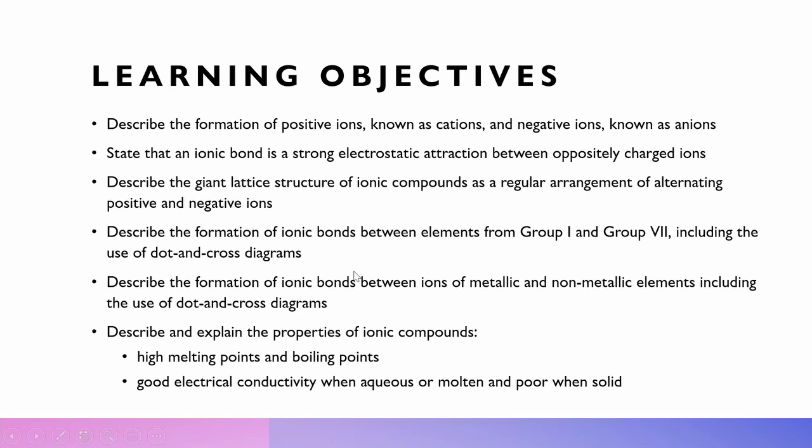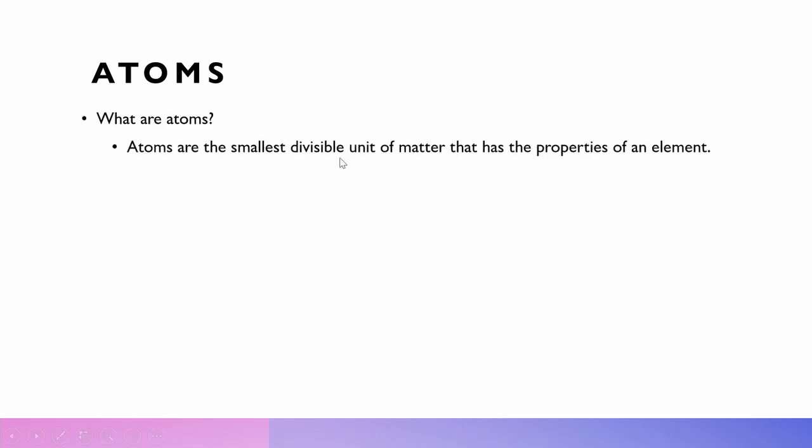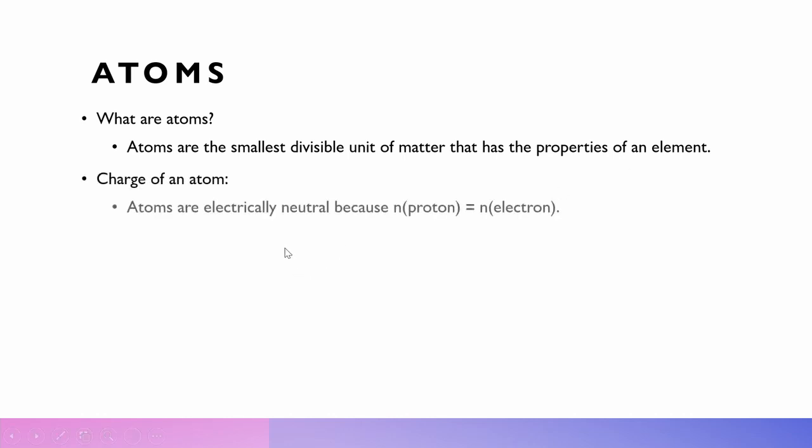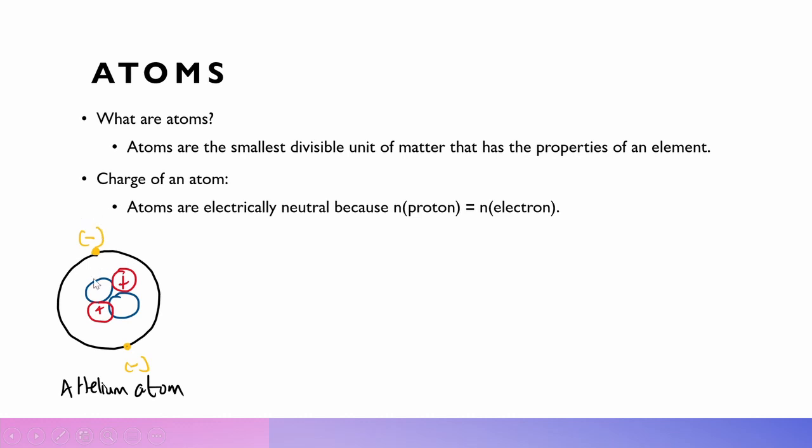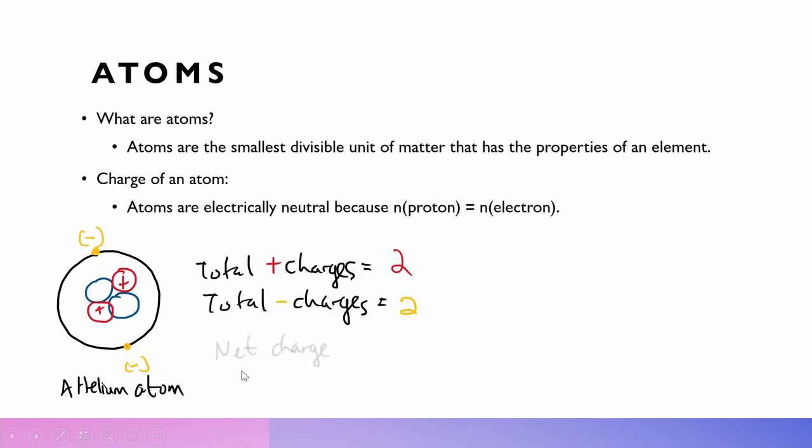To understand what ions are, let's first start by understanding what atoms are. Atoms are the smallest divisible unit of matter that has the properties of an element. That is to say that it is the smallest piece of matter that behaves like an element. By definition, atoms are electrically neutral, and that's because atoms are made of subatomic particles, and two of them, the protons and the electrons, carry the exact equal charges. An atom always has the same number of protons and electrons. For example, a helium atom carries 2 protons and 2 electrons. So it has a total of 2 positive charges and 2 negative charges, giving it a net charge of 0.